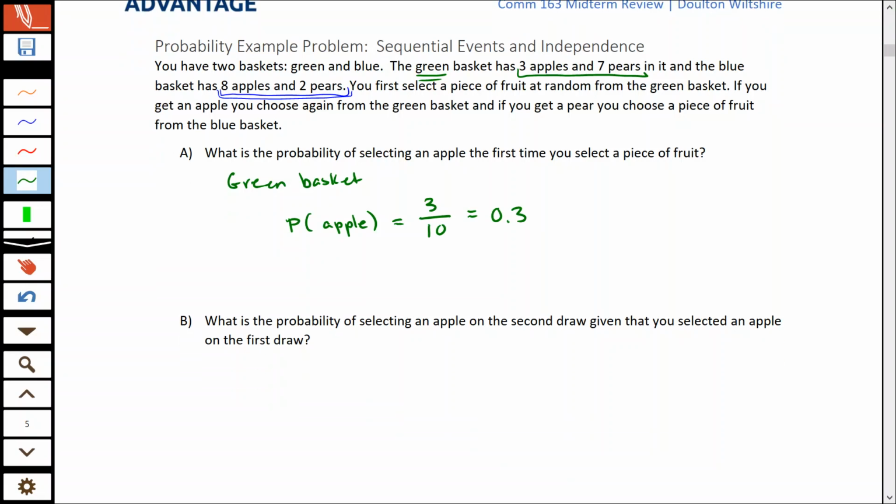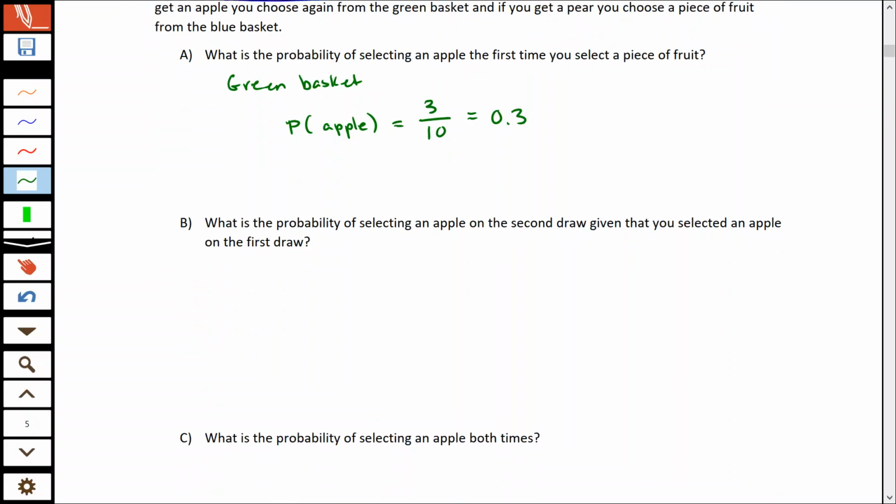It then asks us, well, what's the probability of selecting an apple on the second draw, given that you selected an apple on the first draw? So you don't have to draw out a tree for this, but it might be helpful just to visualize what's happening here. So we select from that green basket, and we are either going to get an apple, which means we're going to select from the green basket again, or we are going to get a pear, which means we're going to select from that blue basket.